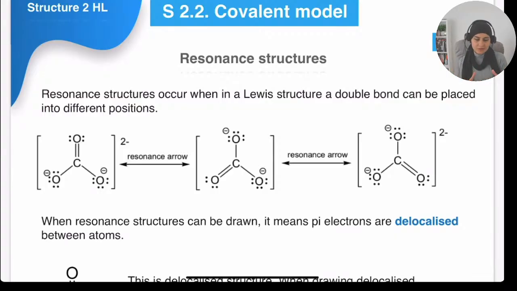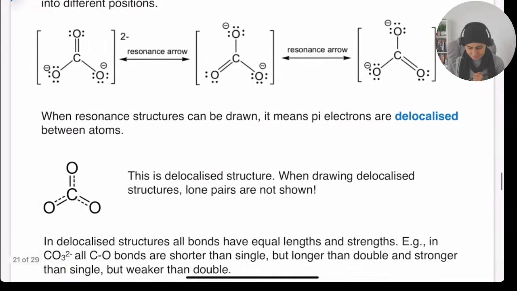So the resonance structures occur when you have a Lewis structure and you have to place a double bond, and you can place it in different positions. And when resonance structures can be drawn, if you could place that double bond in different positions, then it means that the electrons from the double bond, the pi electrons, would be delocalized between the atoms.